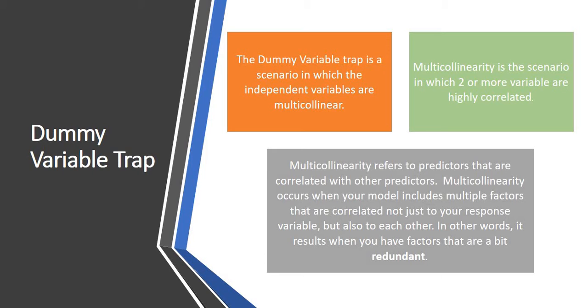Multicollinearity occurs when your model includes multiple factors that are correlated not just to your response variable but also to each other. In other words, it results when you have factors that are a bit redundant. Please note I have highlighted the word redundant because that plays a big role in multicollinearity and as a result in our dummy variable trap scenario.